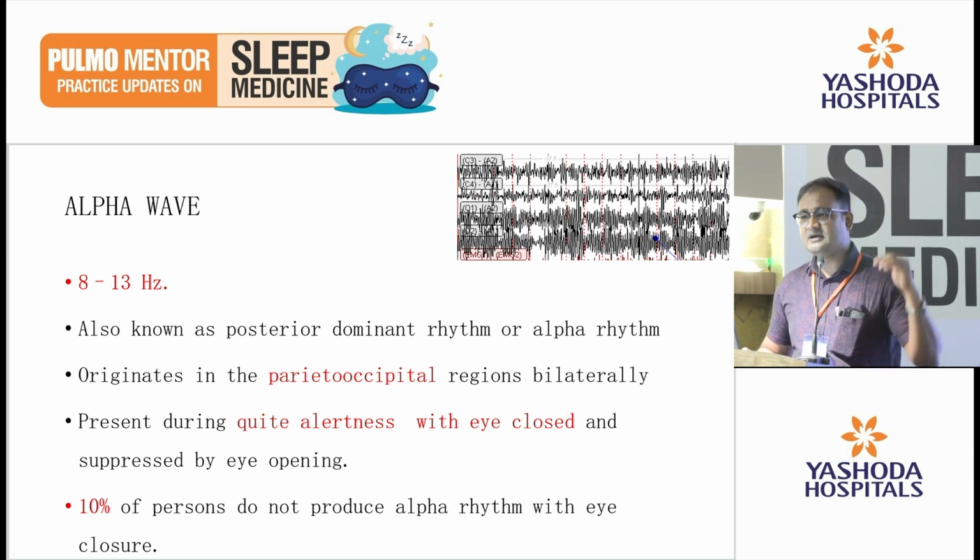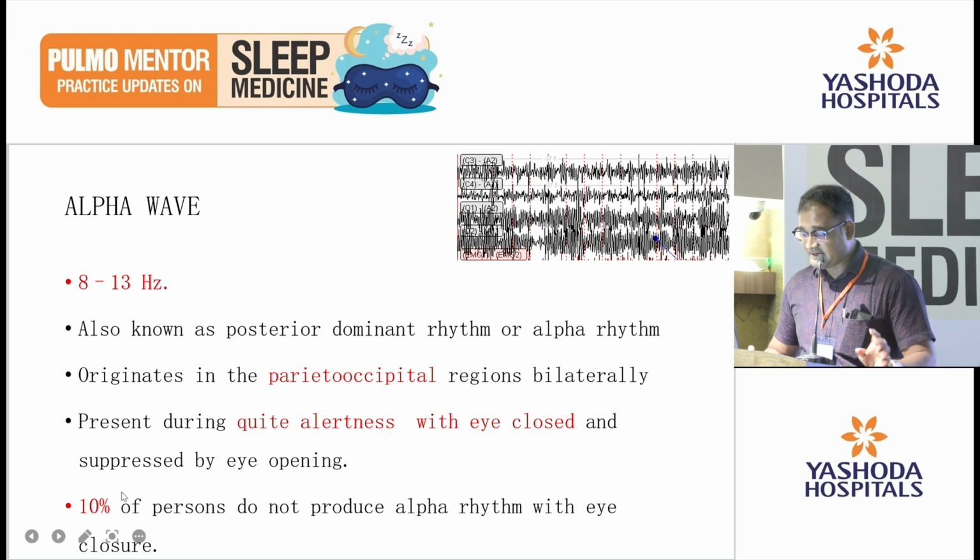Beta waves during eyes open. Alpha wave during eyes closed. And it is suppressed by eye opening. One thing I want to highlight is that 10% of people do not produce alpha rhythm with eye closure also.